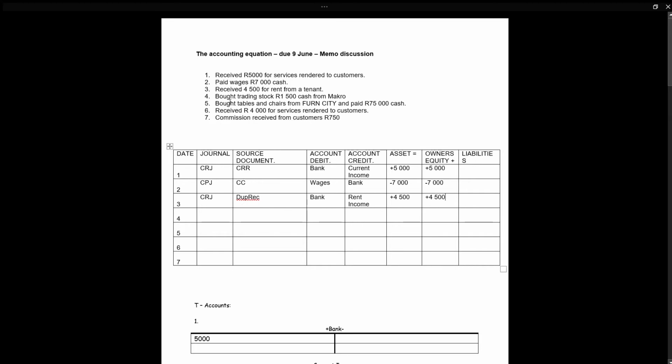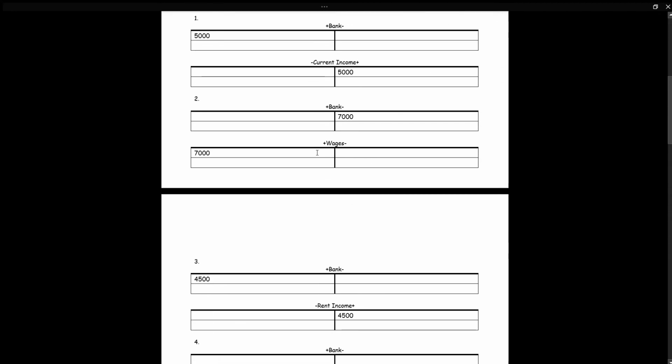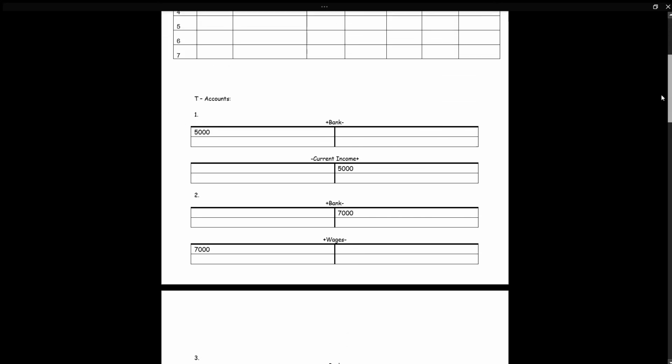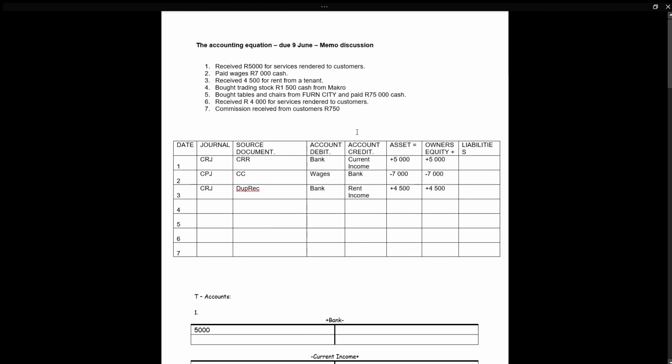Fourth one, bought trading stock for 1,500 cash from Makro. Right, so bank will decrease because we are paying money, 1,500, and I'm buying more trading stock, which is an asset account. Right, so bank will decrease and trading stock will increase. Right, so my bank is being credited with that 1,500.